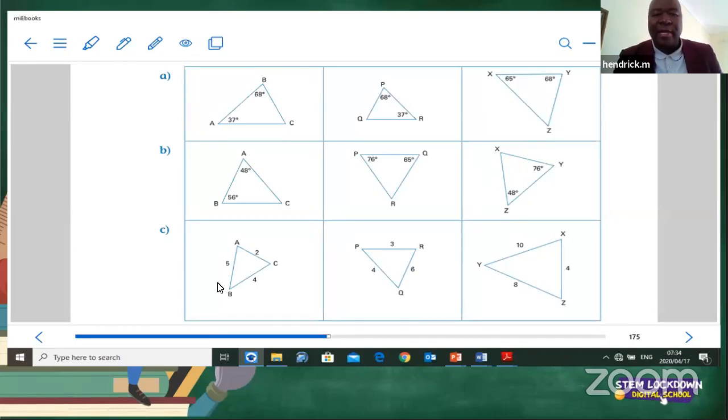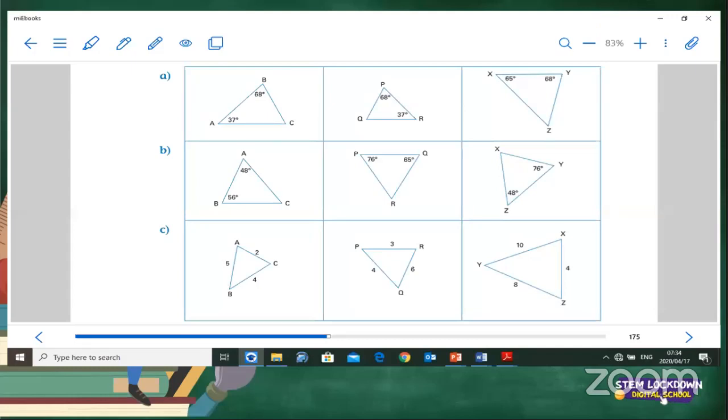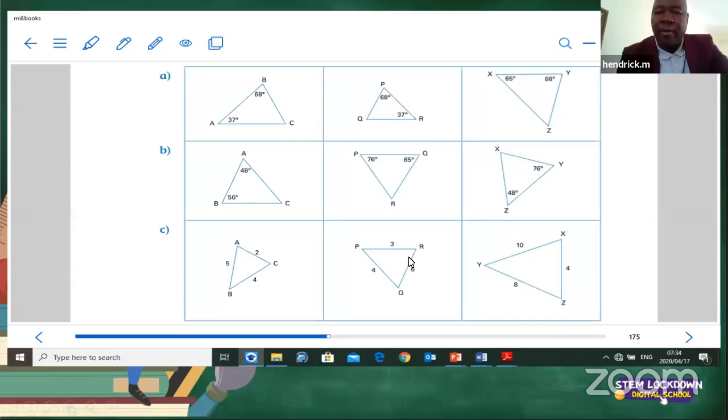I just want you to find the missing angles, or just tell me which triangles are similar between ABC, PQR, and XYZ. Let's go to, yes, carry on.